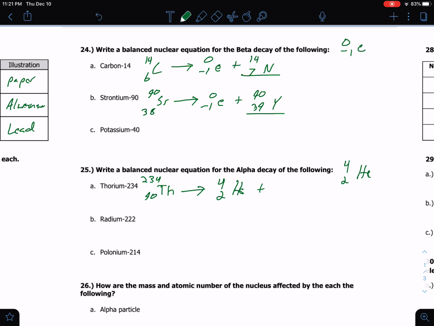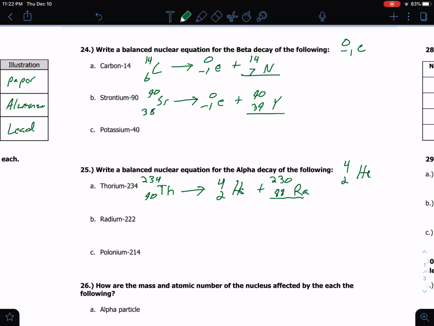Plus we need to figure out what it's going to be changed into. So I have 90 on the left on bottom. I need 90 on the bottom on the right. So what plus 2 gives me 90? So that's going to be 88. I have 234 on top on the left, so I need 234 on top on the right. So what plus 4 gives me 234? So that's going to be 230. Now I would look at 88 on the periodic table, and that is going to be radon.